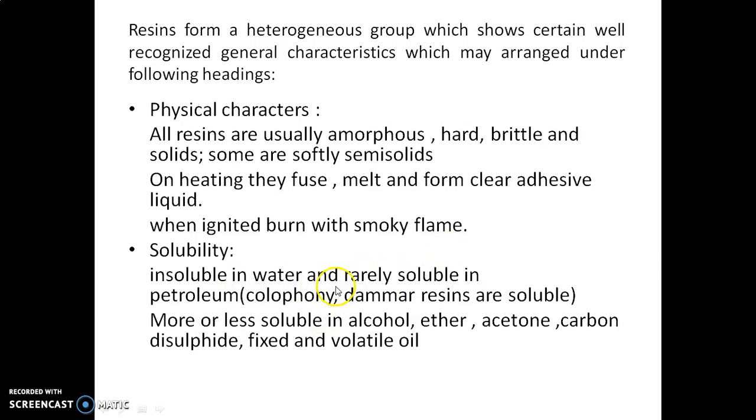Resins are insoluble in water and rarely soluble in light petroleum ether. Some exceptions like colophony resin or Damar resins, they are soluble in petroleum. And most of the resins are generally more or less soluble in alcohol, ether, acetone, chloroform, carbon disulfide, fixed and volatile oils.